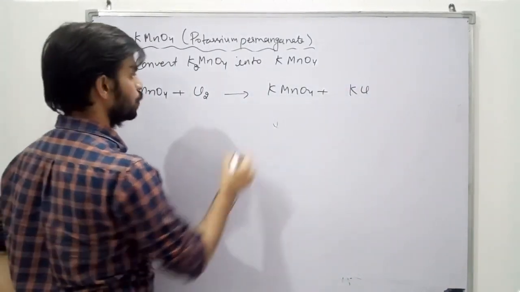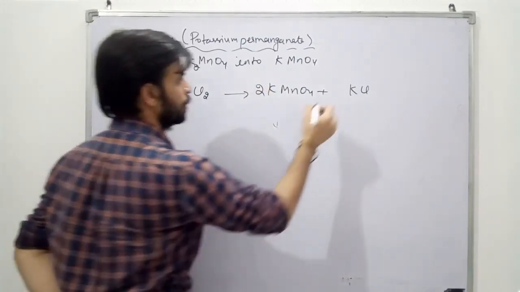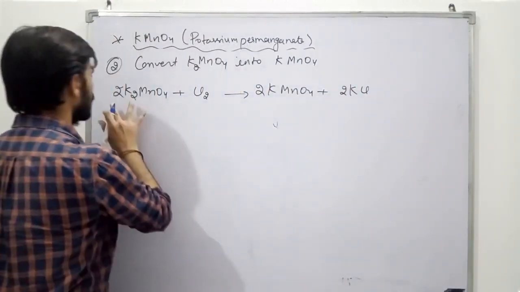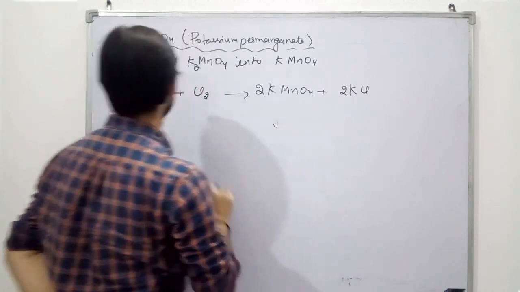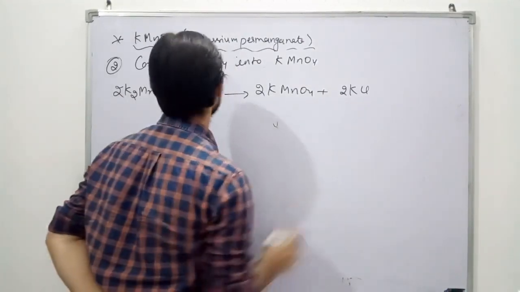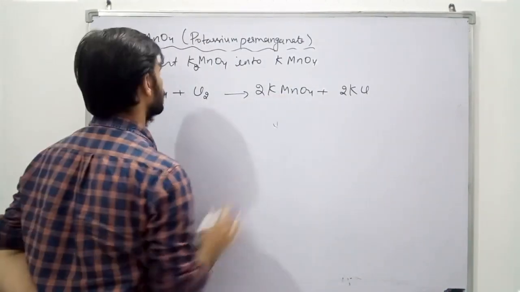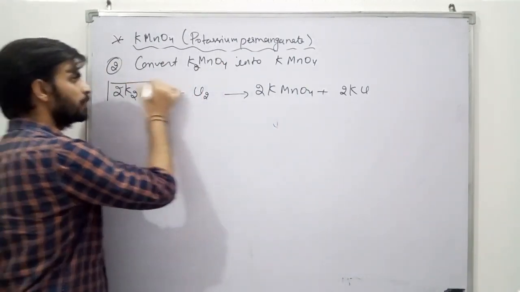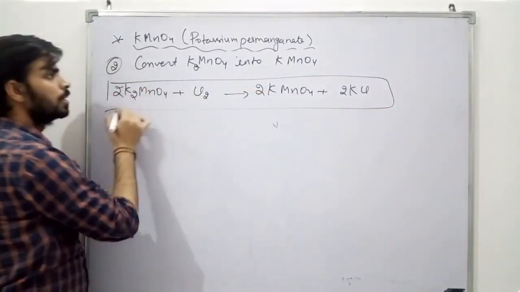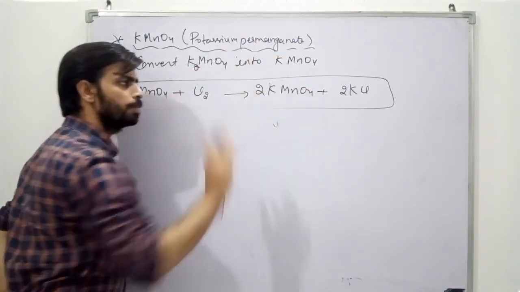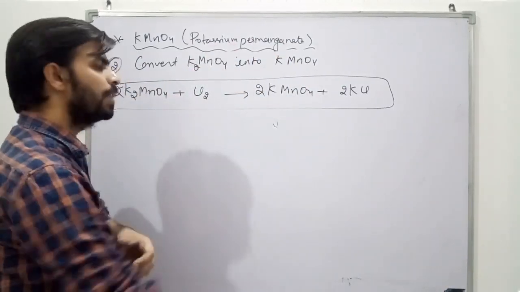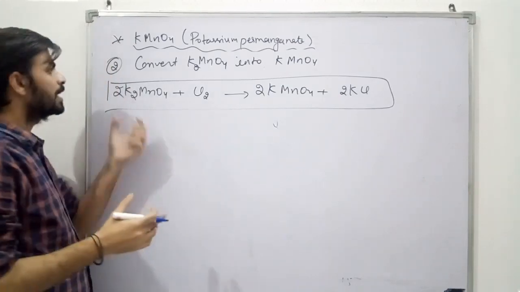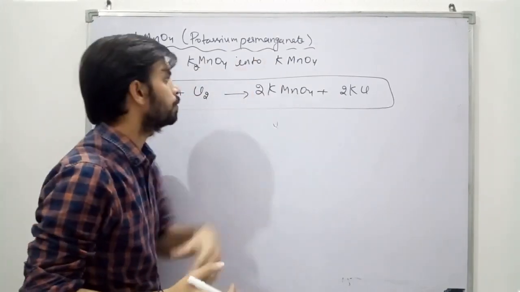Multiply this by 2, and this also by 2. So we have 4 potassium, 2 plus 2 is 4 potassium, 2 chlorine, 2 manganese on both sides, and 4 to the 8, 4 to the 8. This is the simplest way to convert potassium manganate into potassium permanganate. We also have a few other reactions for this conversion.